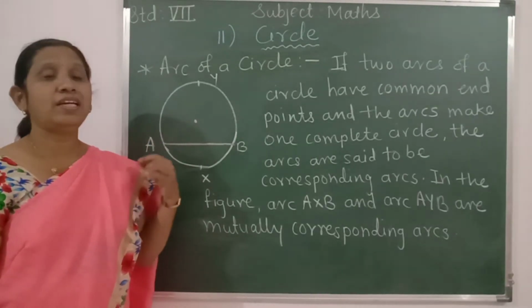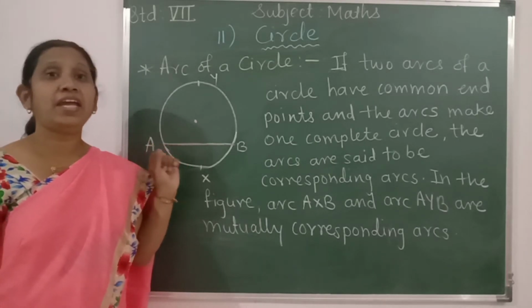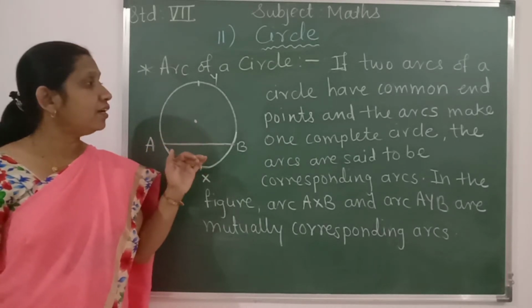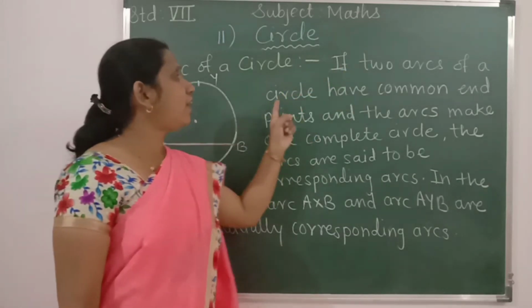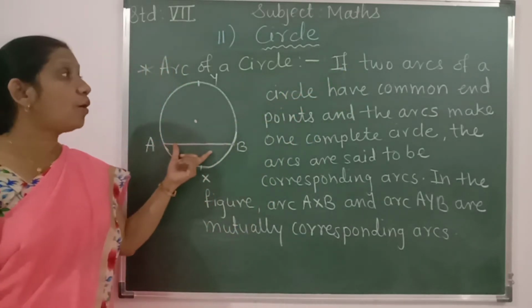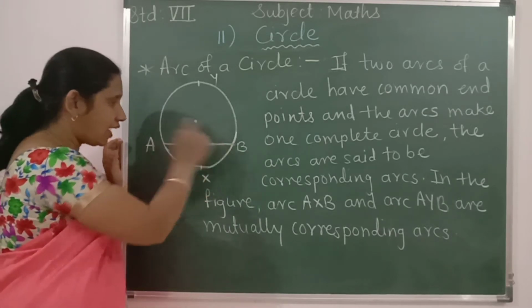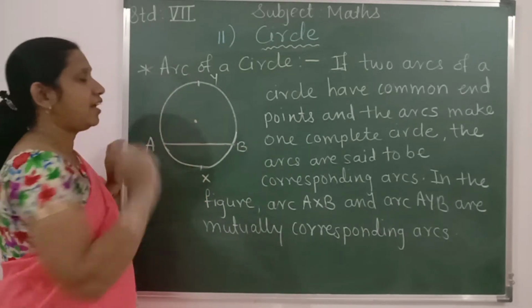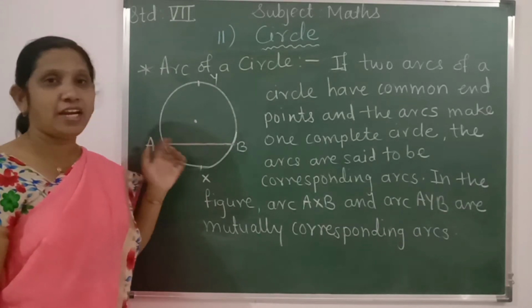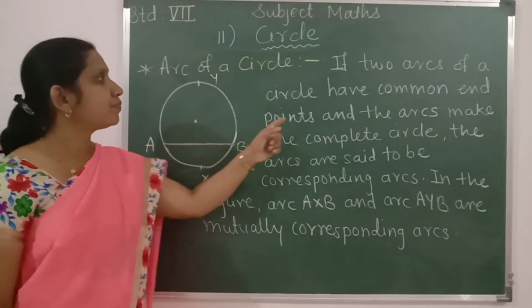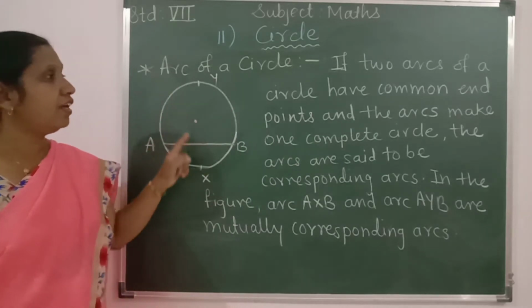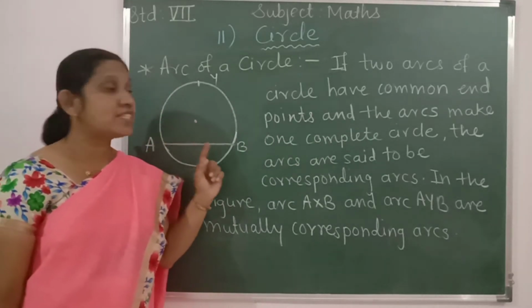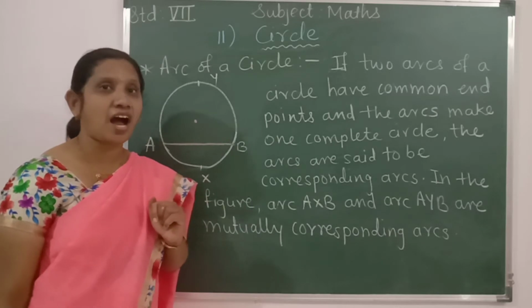See here student, let us know one more very important thing. What are the corresponding arcs? If two arcs of a circle have common endpoints, like arc AXB and arc AYB have common endpoints A and B, and the arcs make one complete circle, these two arcs are said to be corresponding arcs.